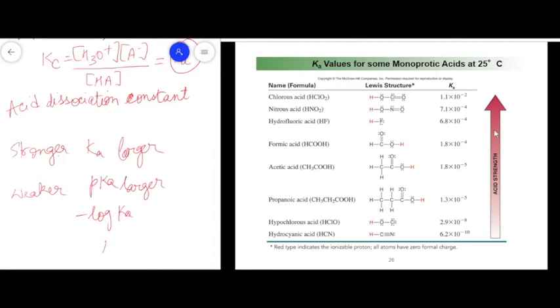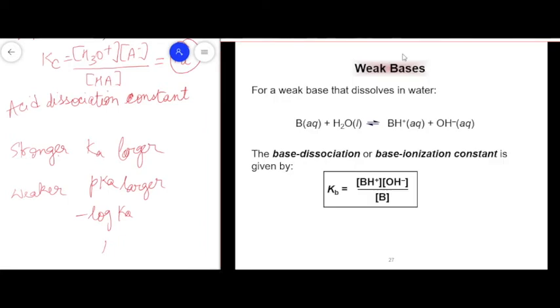The same concept applies in case of bases. So a very strong base will not have a dissociation constant associated with it. A strong base is going to completely dissociate or completely ionize into ions when added into water. But for a weak base, when it dissolves in water, there is an equilibrium established such that only some of it will be dissociated. And the dissociation constant or the equilibrium constant for a base is represented by Kb. It's also called the base dissociation constant or base ionization constant. B stands for the base, and it's given by BH plus times OH minus divided by B. Same concept as acid.